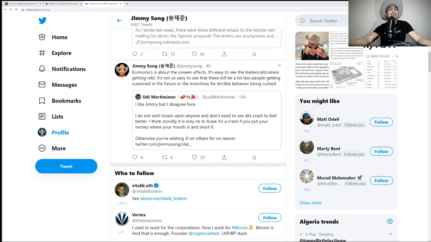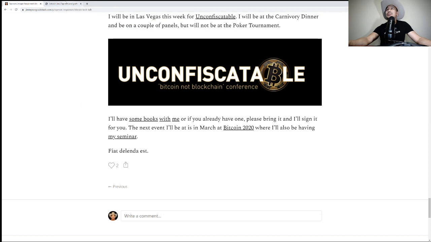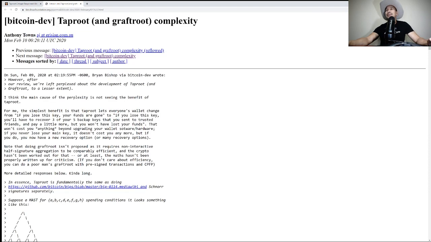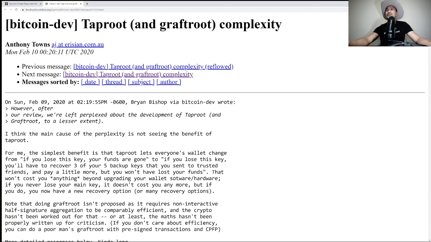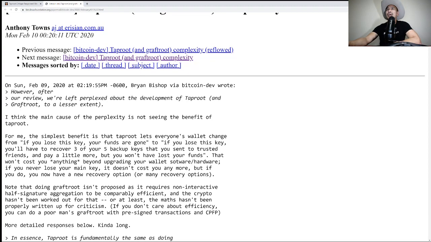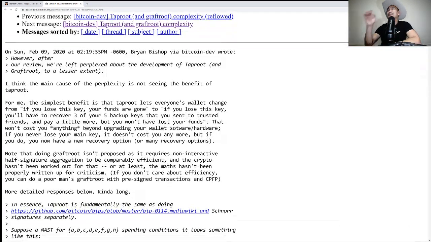All right. Let's do our long read, and that's going to be Anthony Towns' response about Taproot. Let's read it, and this is from Anthony Towns. He published it last Monday. However, after our review, we're left perplexed about the development of Taproot and Graftroot to a lesser extent. I think the main cause of the perplexity is not seeing the benefit of Taproot.